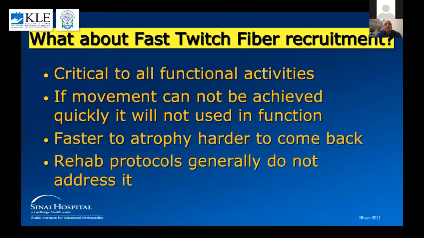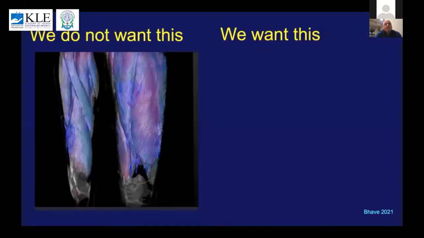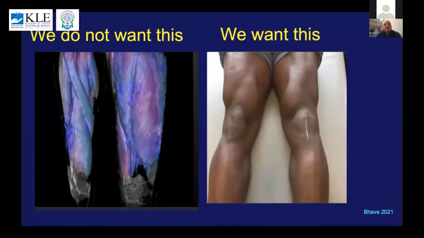And rehab protocols generally do not address it in initial phases of therapy. And this is what you don't want. This is an MRI scan of an actual collegiate athlete, and you don't want to have atrophy like this in a patient. You would rather have a postoperative ACL patient that looks like this, where there is enough mass here and good cross-sectional area of the quadriceps muscle.